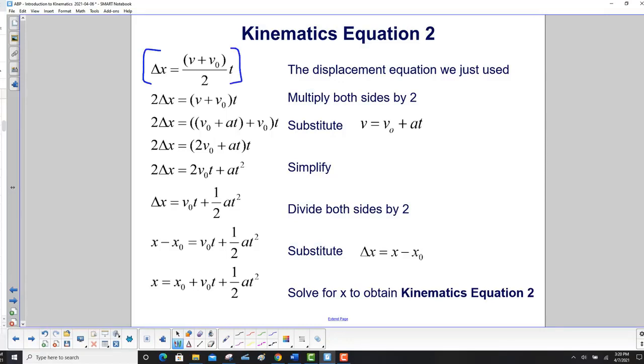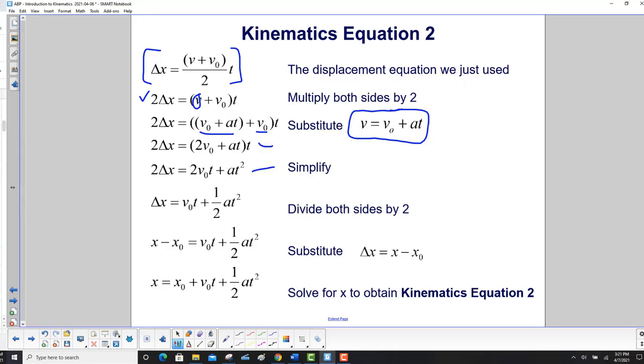Multiply both sides by 2, so you get 2 delta x is equal to (v plus v0) times t. Then, substitute the first kinematics equation in for v. Okay, so we'll have v0 plus at plus v0, all within the same parentheses. Then we add the two v0s together, and we get 2 delta x is (2v0 plus at), all within parentheses, times t. Multiply through by t to get rid of the parentheses. And we have 2 delta x is 2v0t plus at squared.